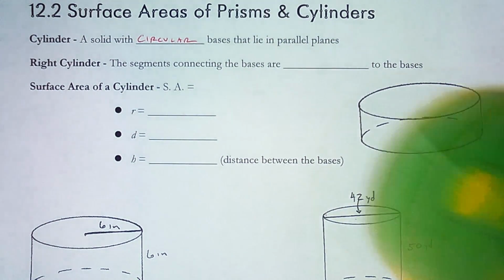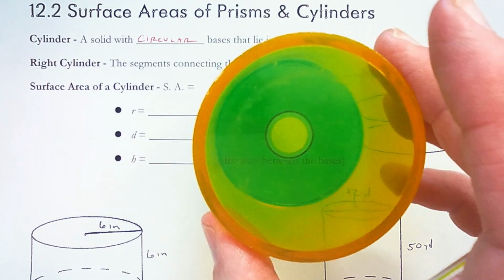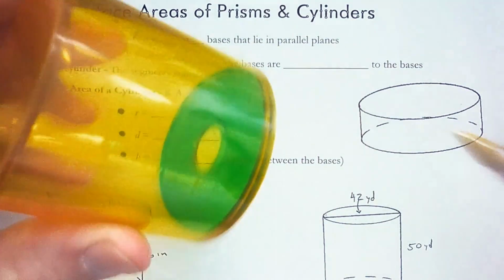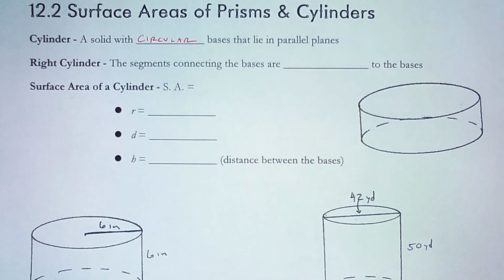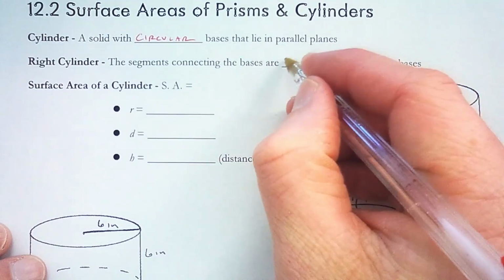This cylinder happens to be a right cylinder because if I draw a segment connecting one base to the other, that segment will be perpendicular to both bases.